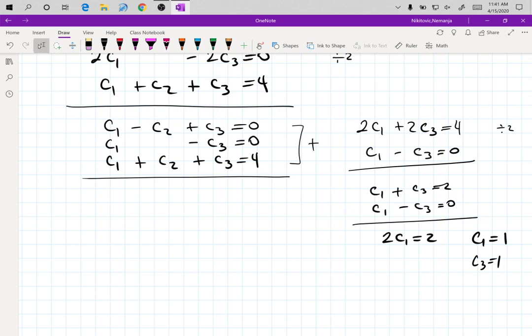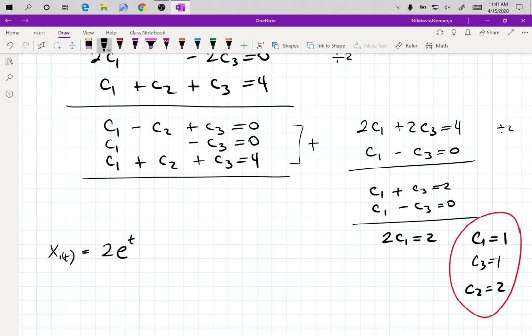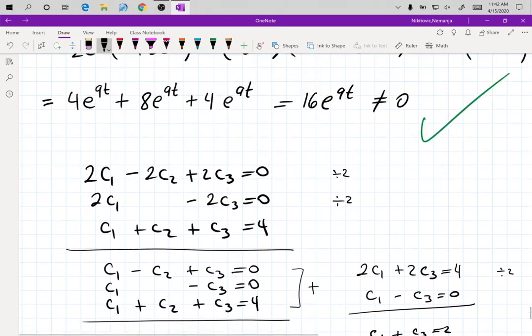And I just need to calculate now C2. Looking at this equation here, C2 must be 2 because they all need to add to 4. And now I have these to plug in and have the full solution. So x1 of t was 2c1, so that's 2e. I forgot all of those coefficients. Actually, what I can do is just copy and fix the coefficients. Now I'll just go back and forth.